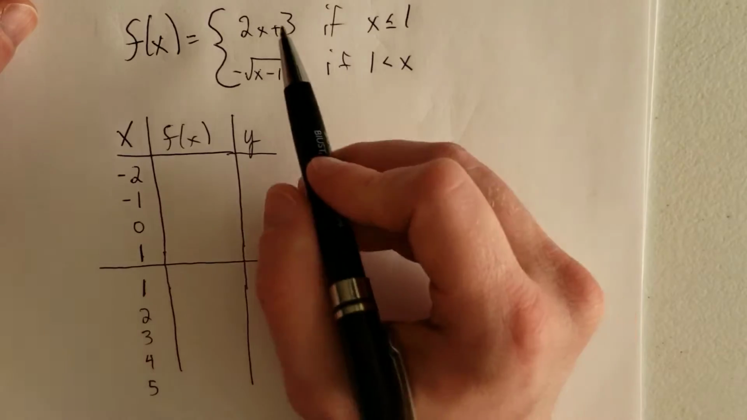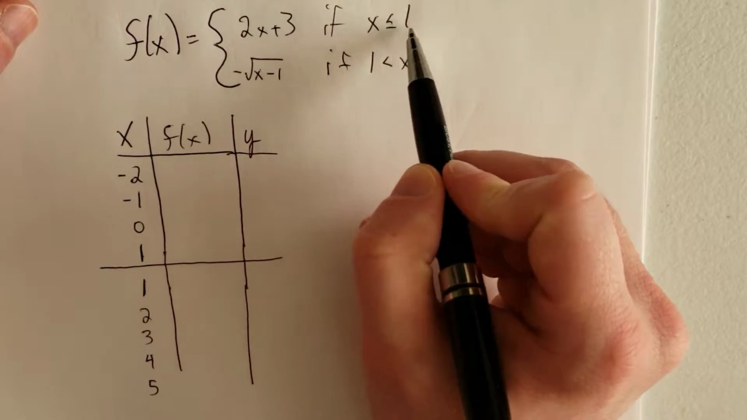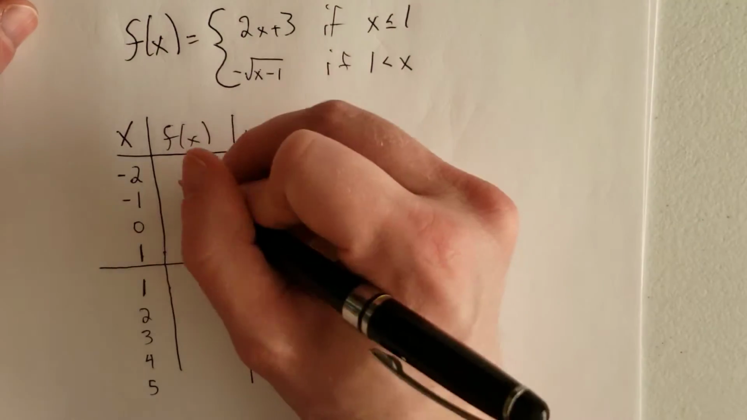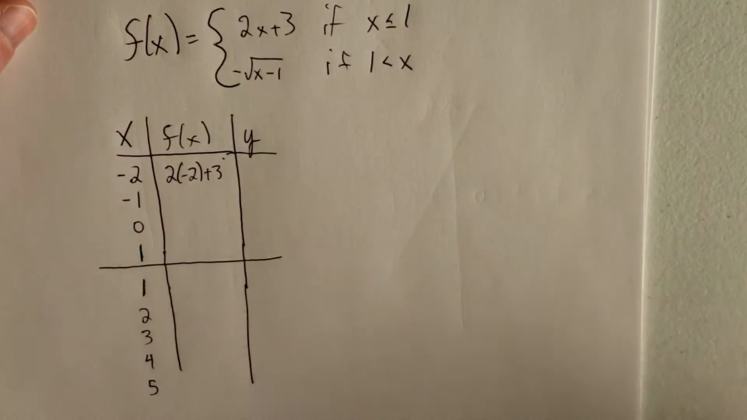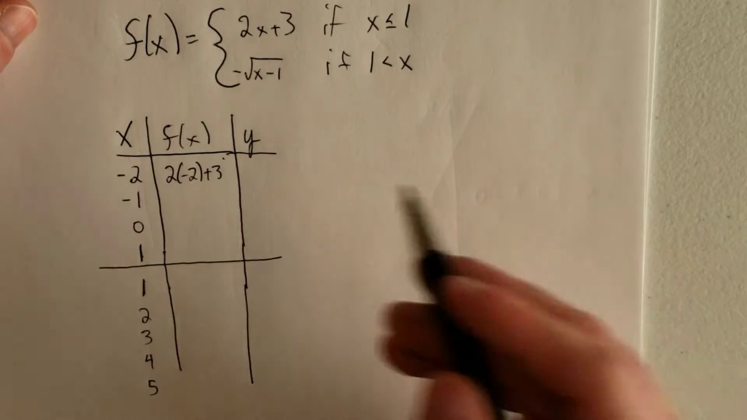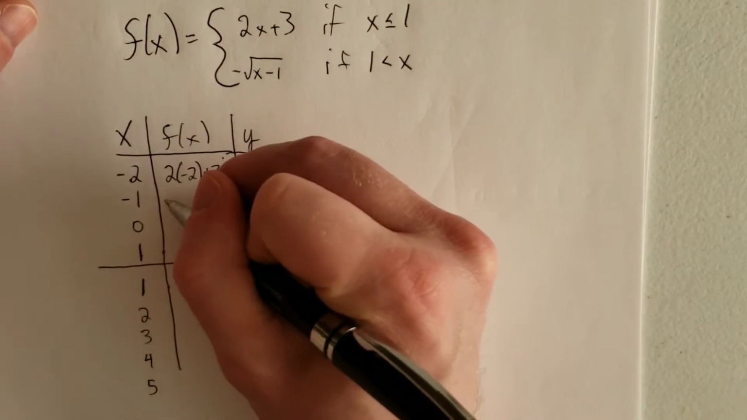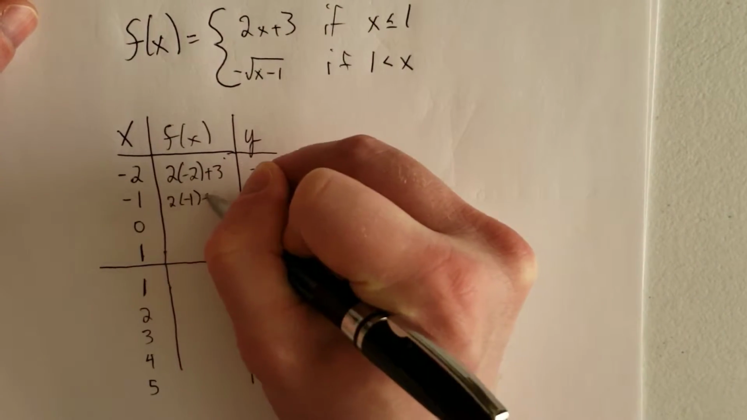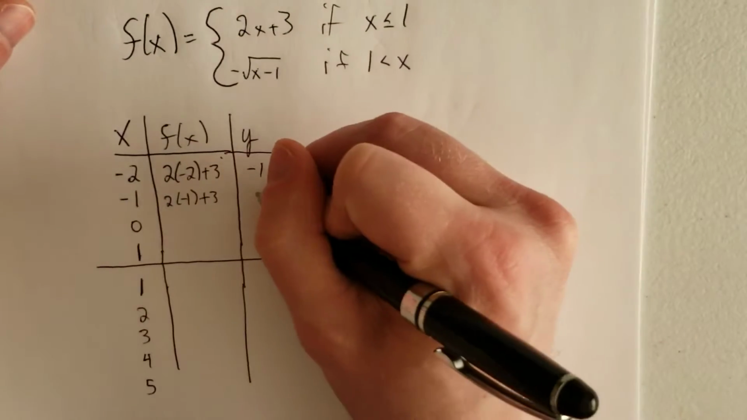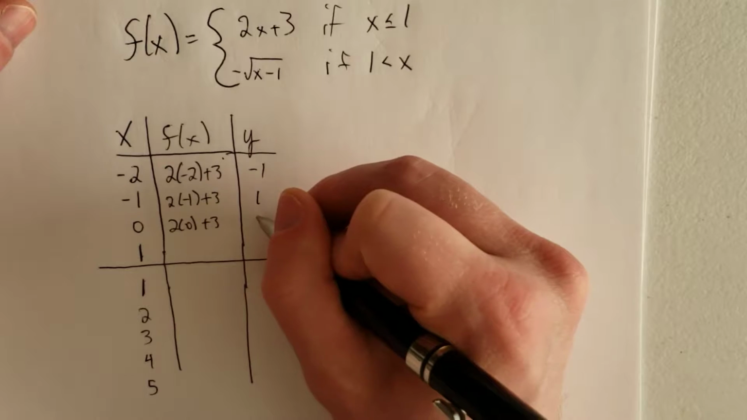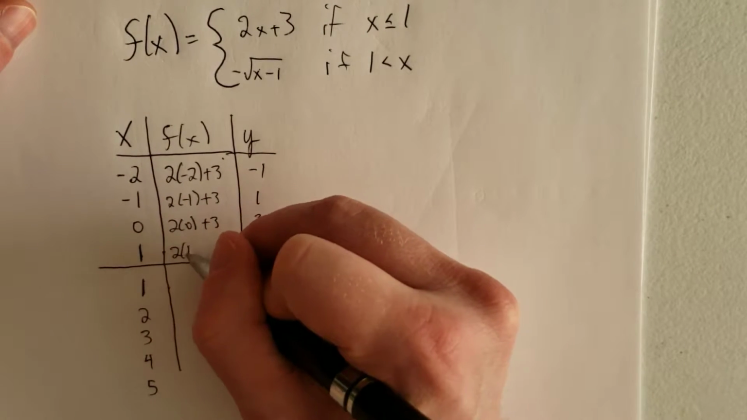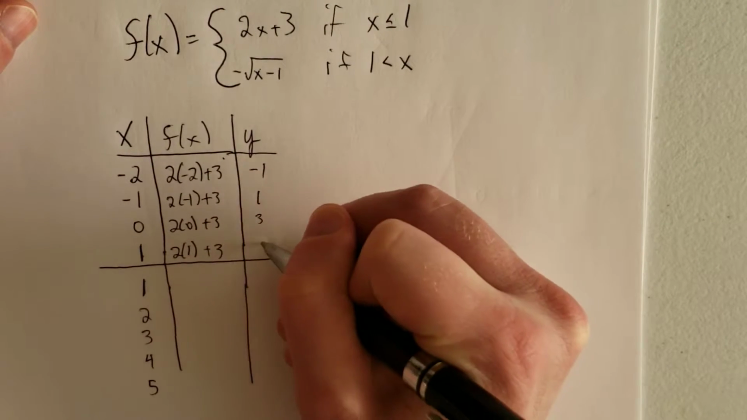If we plug in negative 2, we're in the interval where x is less than or equal to 1, so we're going to plug that into 2x + 3. So this is 2 times negative 2 plus 3. 2 times negative 2 is negative 4, plus 3 is negative 1. Continue along and plug in negative 1 here, and we're going to get positive 1. Plug in 0 and we get 3. Plugging in 1, we get 5.